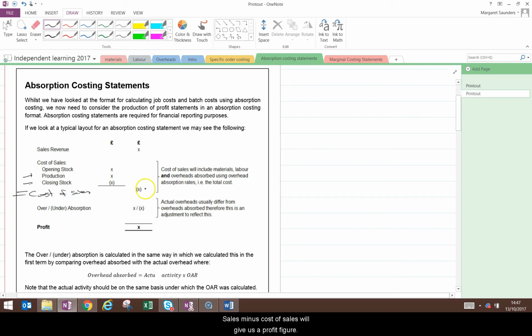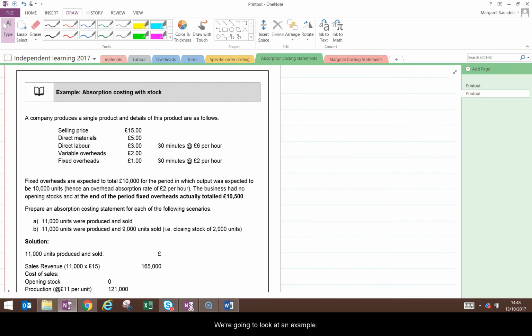Sales minus cost of sales will give us a profit figure, but we need to remember to adjust for any over or under absorption of overheads. This can arise because in the cost of sales calculation, the costs that we are considering will be the material costs, the labour costs and the overheads absorbed using overhead absorption rates. So because those overhead absorption rates are calculated using budgeted figures, we may well come across an under or over absorption. So we're going to look at an example.